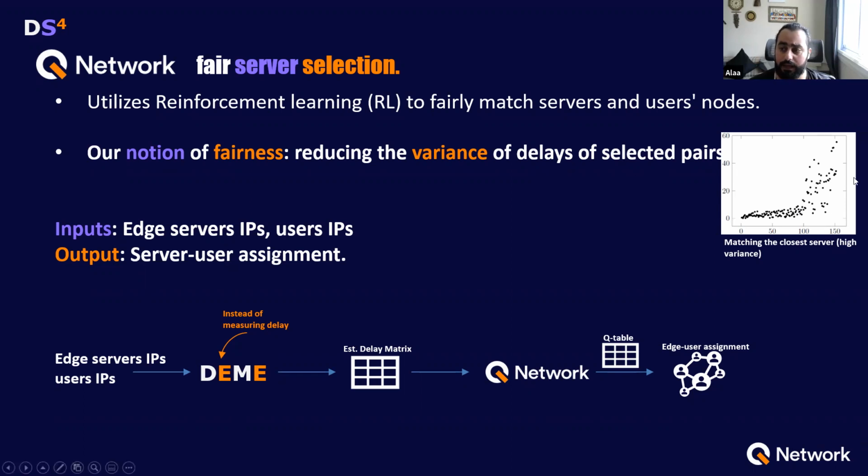And we would like to eliminate this effect by somehow matching things closer to the global average, and then reduce that variance in the selected pair. So what we have built in Q-network is that we have to somehow input the IPs and the locations of edge servers and users. We would use either an estimator, which I'm going to talk about right after Q-network, or an actual delay measurement, then pass it to Q-network, and Q-network using RL would come up with an edge to user assignment.